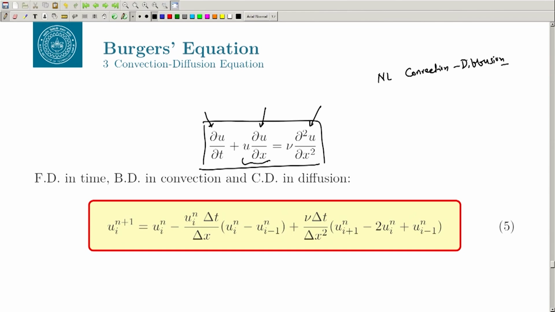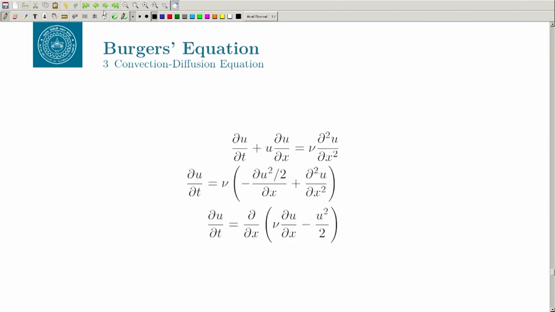The same approach that we have used earlier applies: forward in time, backward in space, and central in space for the diffusion term, and this is how your scheme will look. You can solve the Burgers' equation for the problem that we have discussed earlier, but I am going to show you a solution matched with a theoretical solution.